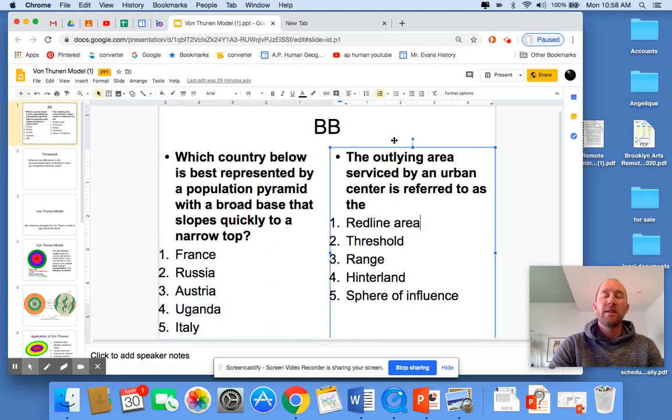All right, this is a little bit of a throw forward. We talked about this briefly. The outlying area serviced by an urban center is referred to, and you see this term a lot on the AP test, as the hinterland. A synonym that we've been using is periphery, right? We had core periphery. Well, if the city is the core, the area around the city is also called the hinterland. All right, so don't get confused with those two words. They mean the same thing.